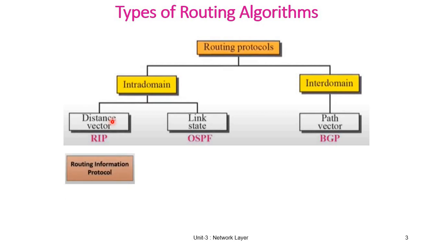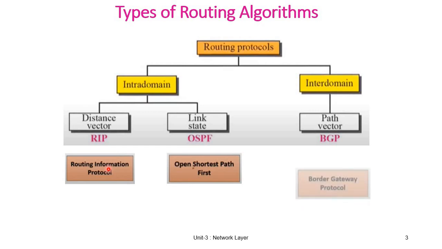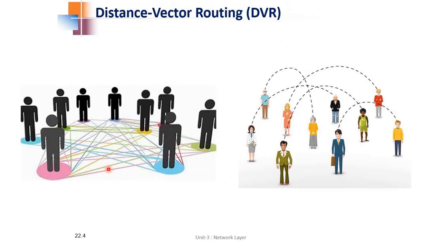What is RIP? RIP is nothing but Routing Information Protocol, and OSPF is nothing but Open Shortest Path First. And the last one is BGP, which is nothing but Border Gateway Protocol. So now in this PPT, we are going to see about the distance vector under intra-domain. Intra-domain means we are going to have all the communications internal.